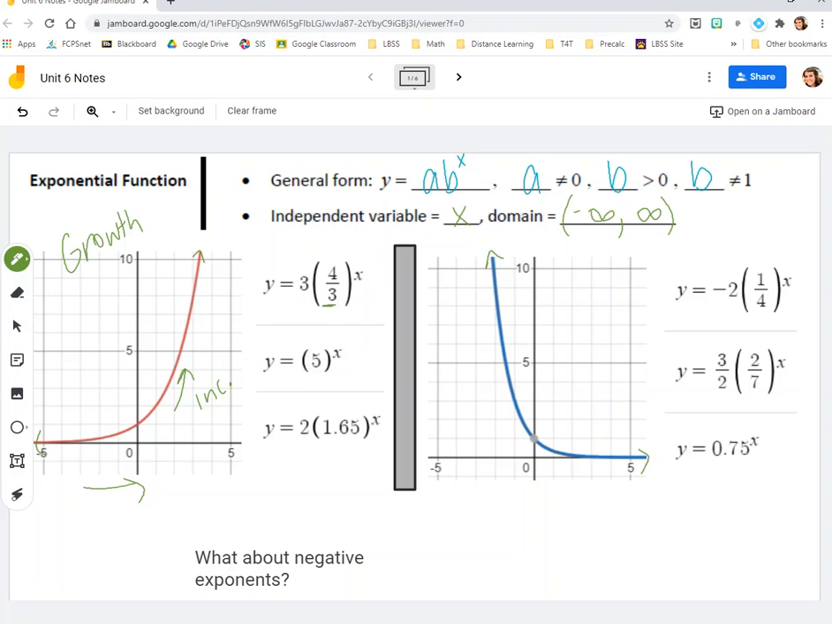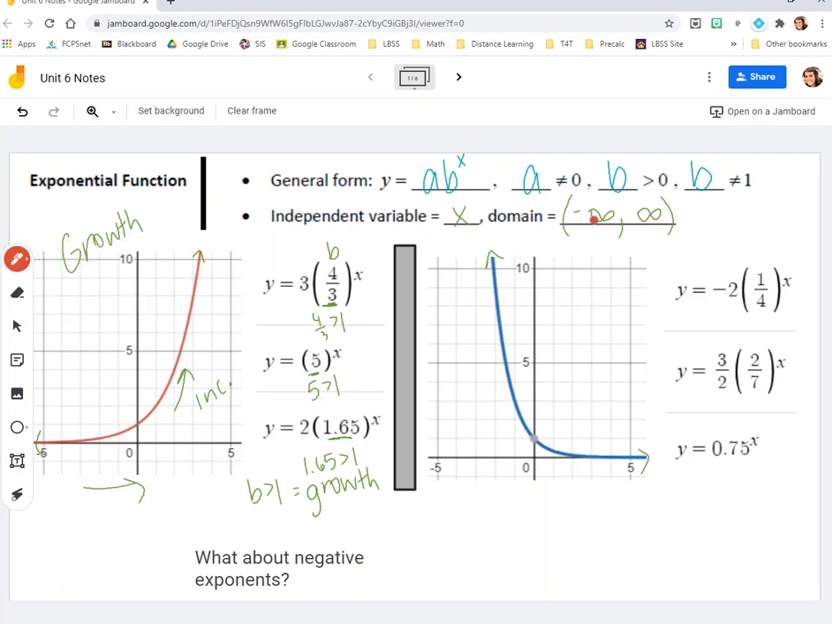To determine it, we look at the b value, which you could also think of as b being the base of the exponent. So the b value here, 4/3, is greater than 1. This b value is 5. 5 is greater than 1. This one, 1.65, is greater than 1. So if the b is greater than 1, then it means it is a growth function.